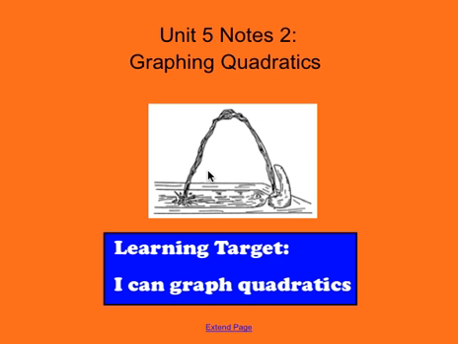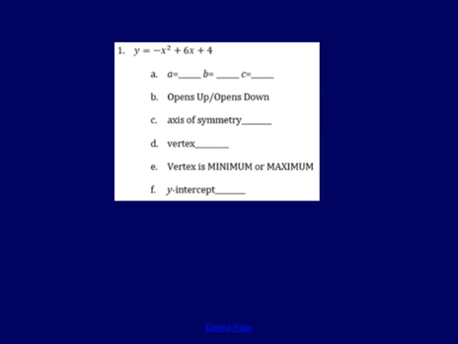Alright? We are going to do Unit 5 Notes 2, Graph and Quadratic. So what we learned yesterday was a bunch of fun stuff. And now we're going to graph it. This is kind of cool. This little water fountain makes a parabola. Sweet. Awesome. Now we're going to graph them. Here's what we did yesterday.